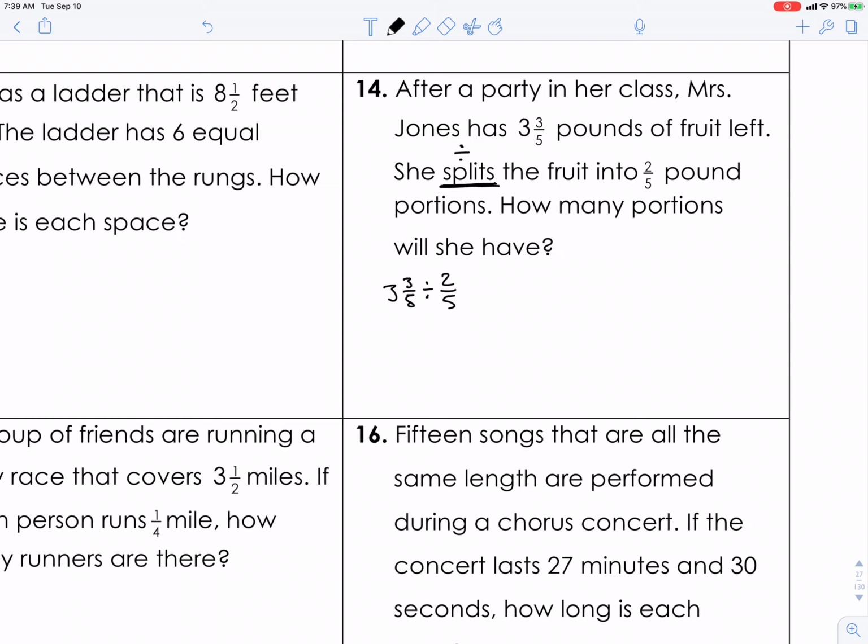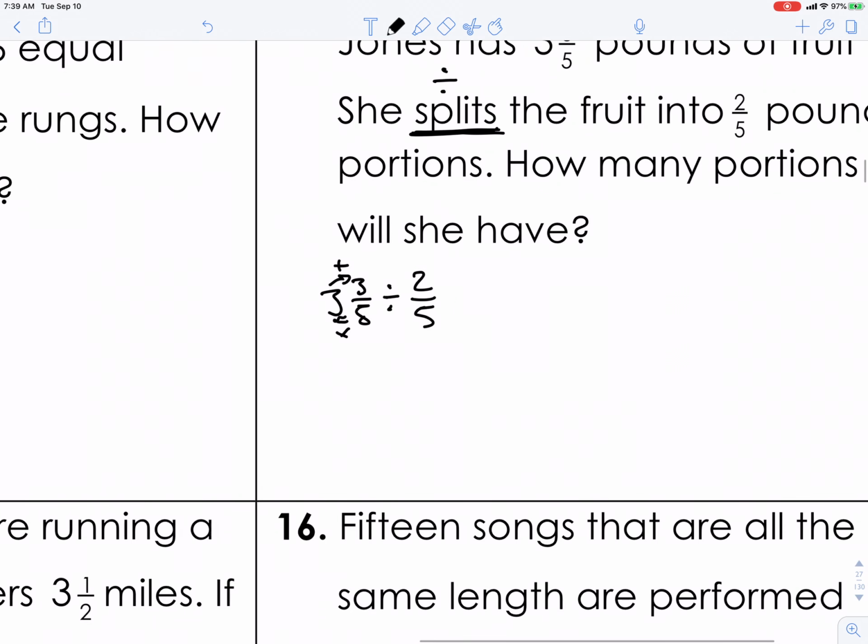So first thing I need to do, I need to get rid of this whole number, so I got to multiply and add. Okay, so 5 times 3 is 15, plus 3 is 18. So that's 18/5. Change the division to multiplication, flip the 2/5. Okay, so that just means they change places. So that becomes 5 over 2.